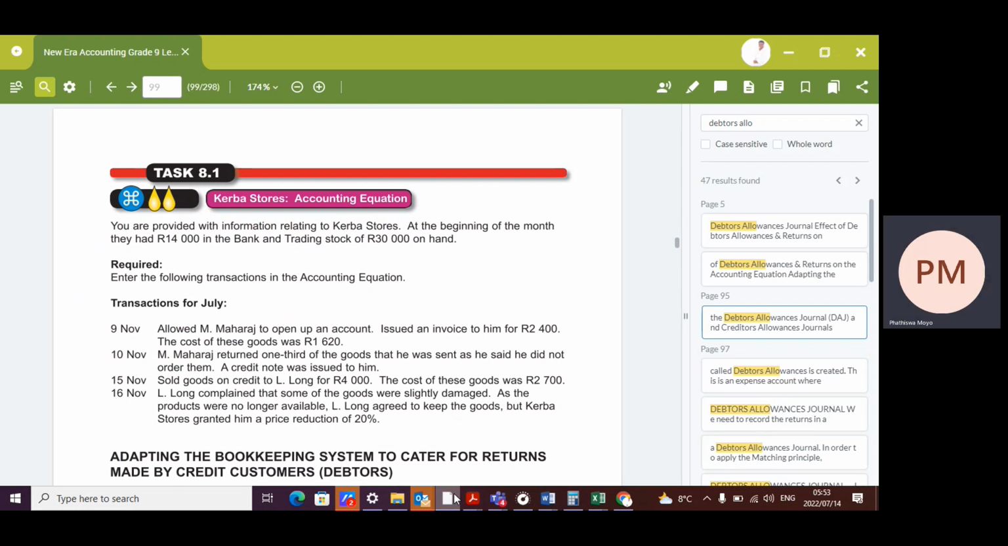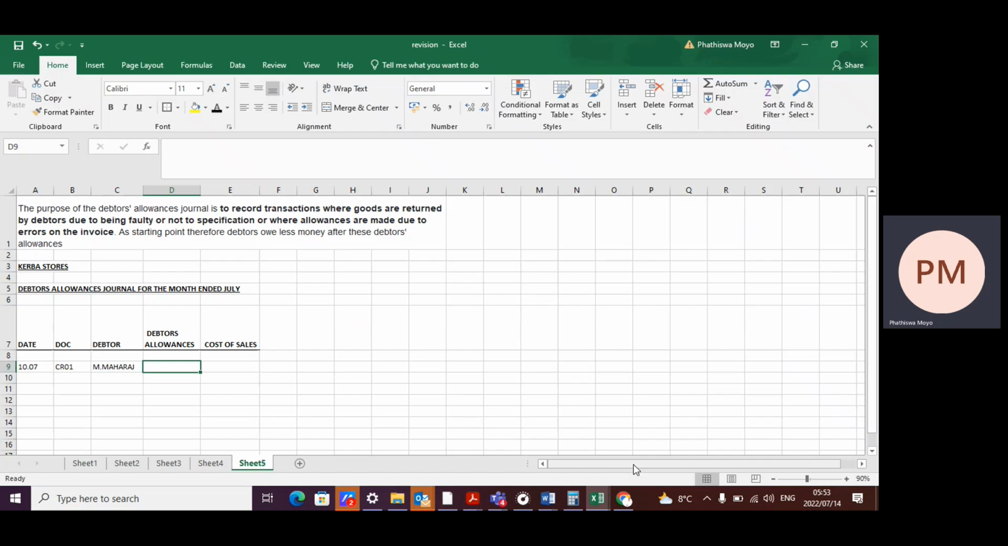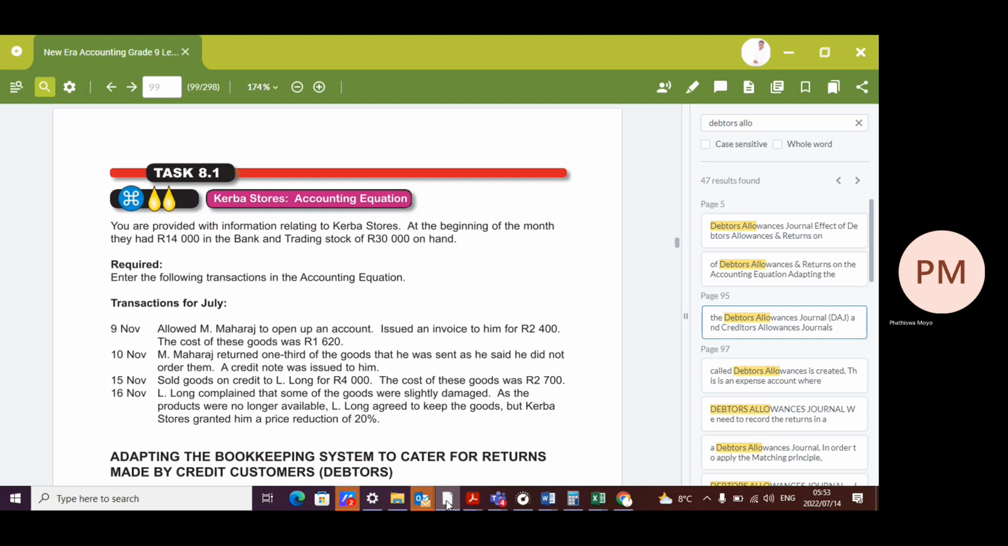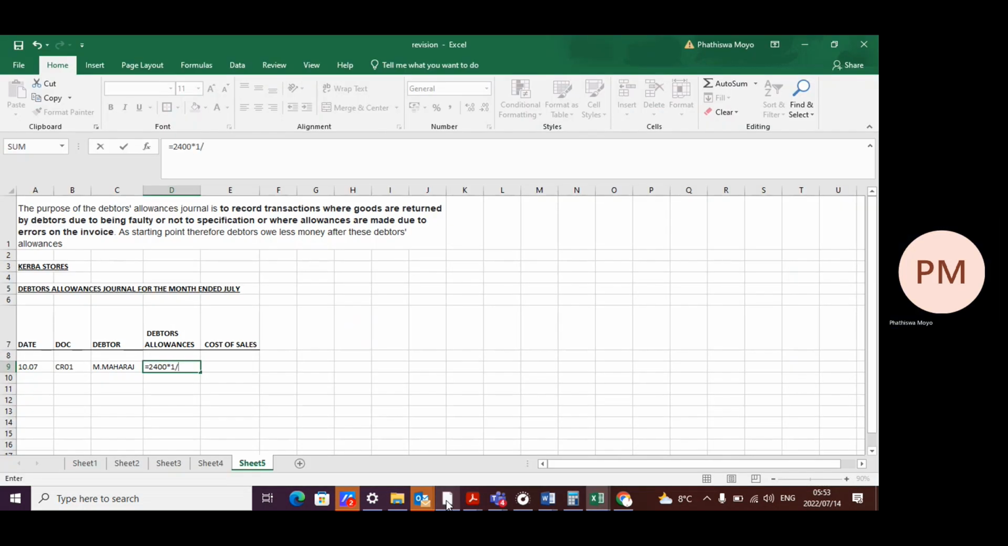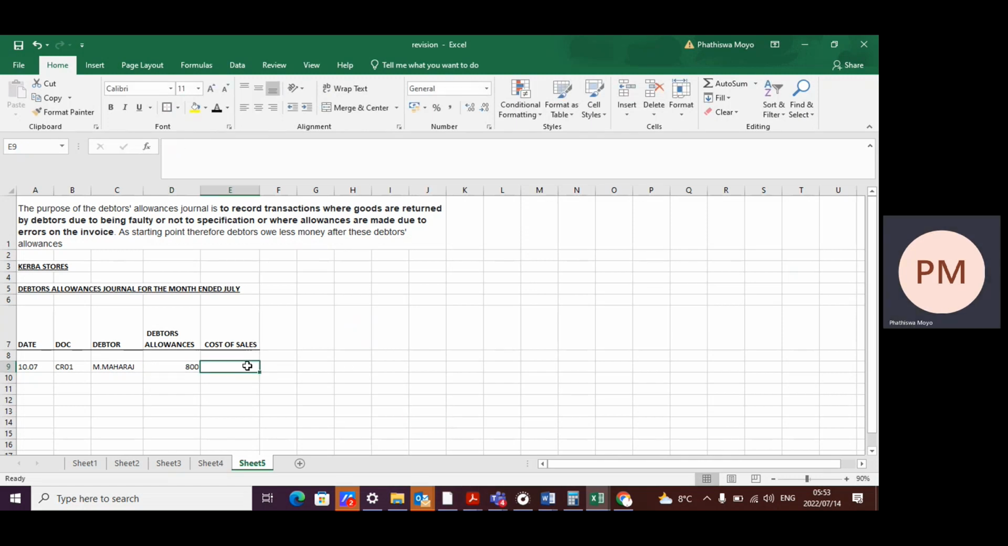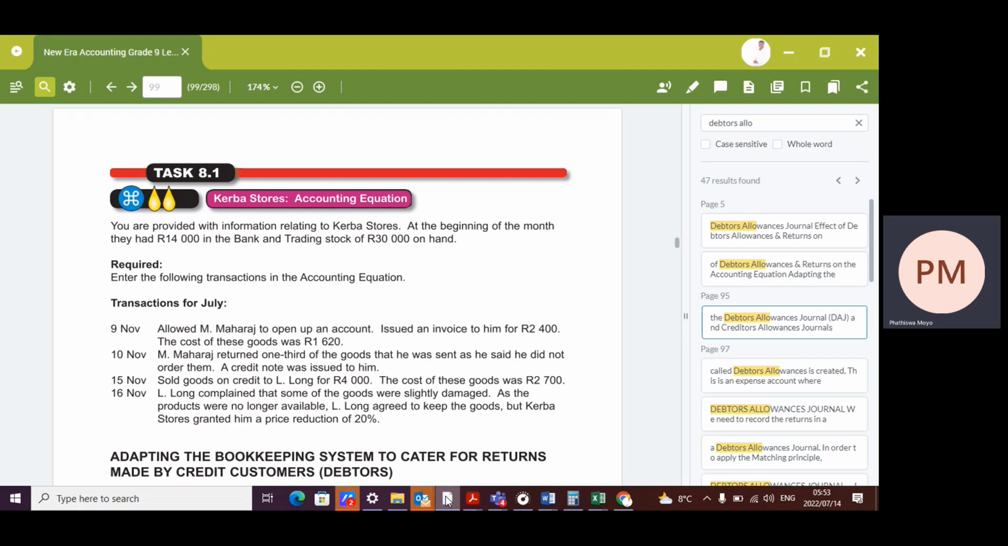So now M. Maharaj returned the goods 1/3. So this is the goods that M. Maharaj bought the previous day. So he returned 2,400 times 1/3, not 2/3, guys. Equals to 1/3. It's 800. 1/3 of the cost of sales.